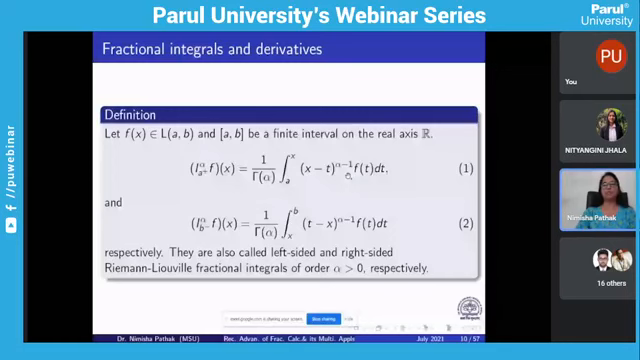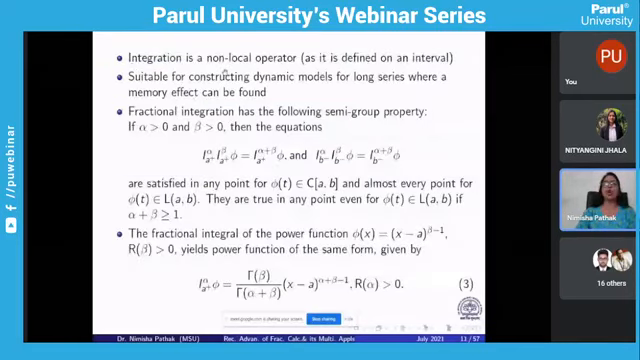What we can see here is that the integration is a non-local operator because it is defined on an interval. Due to this non-locality, it is suitable for constructing dynamic models for long time series where a memory effect can be found. This is a very important thing, and for this reason there are now many applications in real-world problems. It also has the semigroup property. The fractional integral of a power function is again given in power form, given in this particular format.